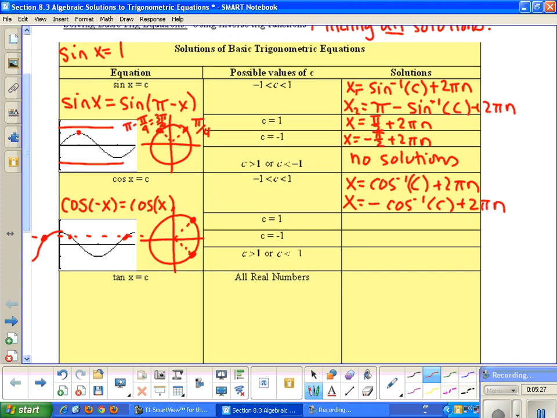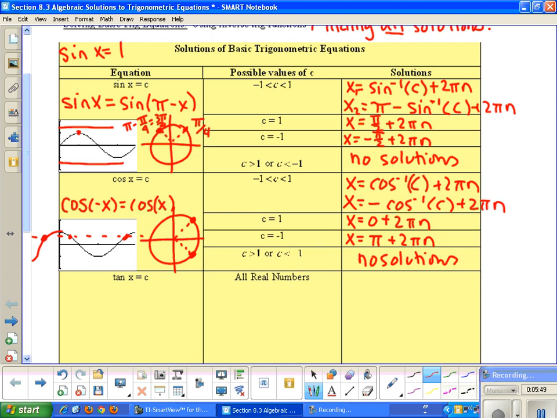When c is equal to 1, then remember that our solutions start at 0, so x would be equal to 0 plus 2 pi n, or you can just write that as 2 pi n. For negative 1, our solutions would be x is equal to pi plus 2 pi n, and otherwise, no solutions.